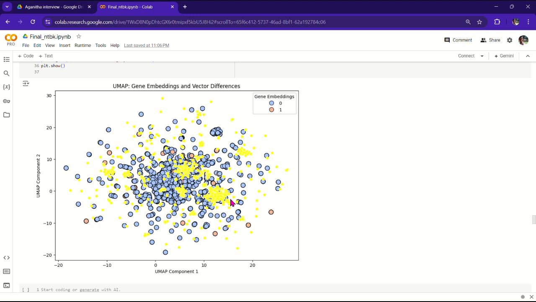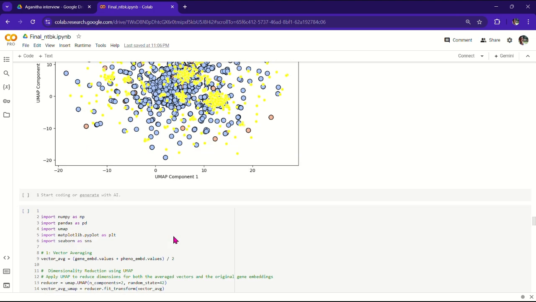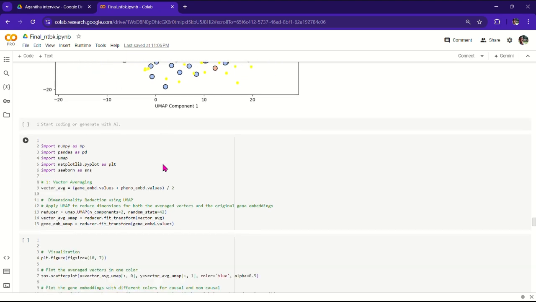So taking differences helps us to clearly separate it. It increases the similarity index because the embeddings of both the genes are coming close to each other, as they are overlapping. So it will be helpful to train a model, a large language kind of model, because similarity is increasing here, so it will understand how these genes are affecting these phenotypes.